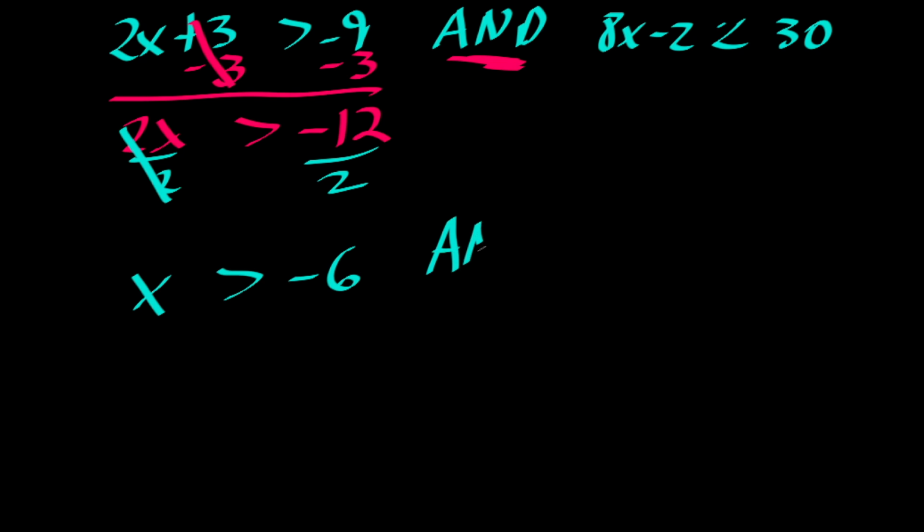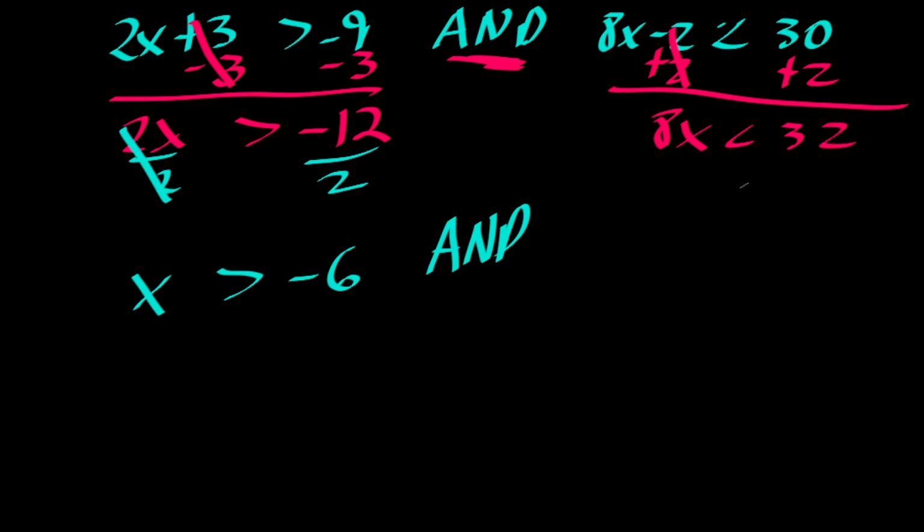So then I'm going to have and in the middle. And in a second, I'll show you how to rewrite this, but let's just continue. All right, on this side, 8x minus 2 less than 30. I need to add 2 first. Add 2. 8x less than 32. Then we will divide by 8 on both sides. X less than 4. All right, so we're good to go.